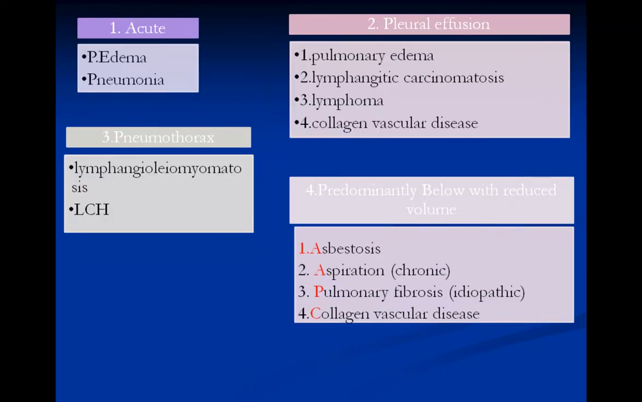If the interstitial lung disease is acute, we have to rule out pulmonary edema and pneumonia. If you suspect interstitial lung disease changes and there is pleural effusion, we have to rule out pulmonary edema, lymphangitic carcinomatosis, lymphoma, collagen vascular diseases. If there is associated pneumothorax, we have to rule out lymphangioleiomyomatosis and LCH, Langerhans histiocytosis. If the changes are predominantly at the lung bases with decreased lung volume, we have to rule out asbestosis, aspiration, pulmonary fibrosis, collagen vascular diseases. All this we have to rule out.